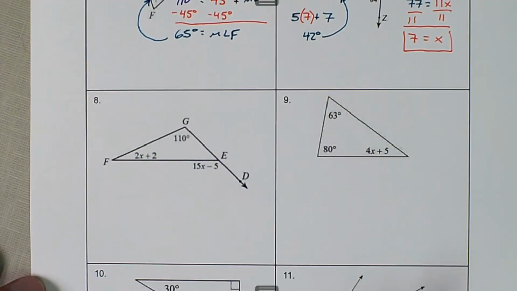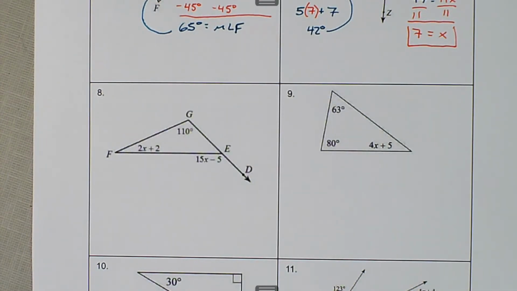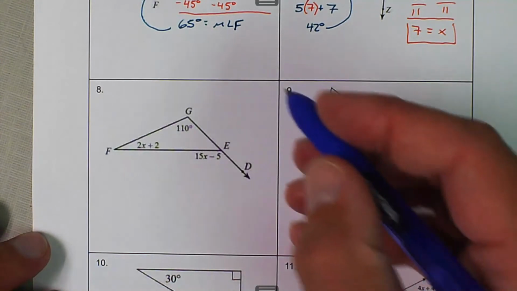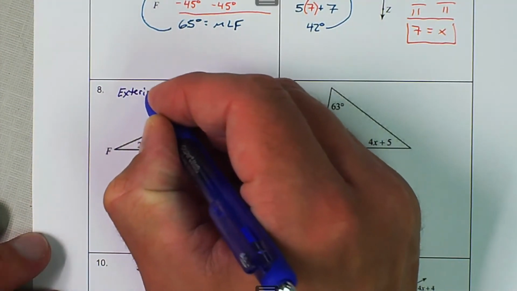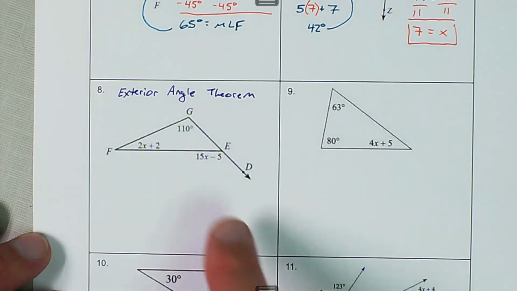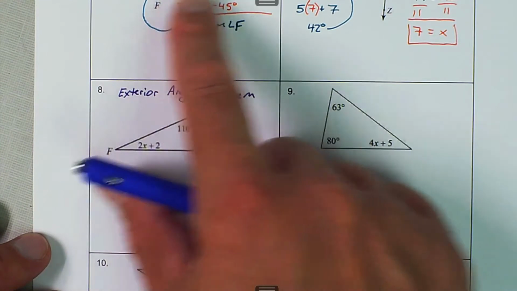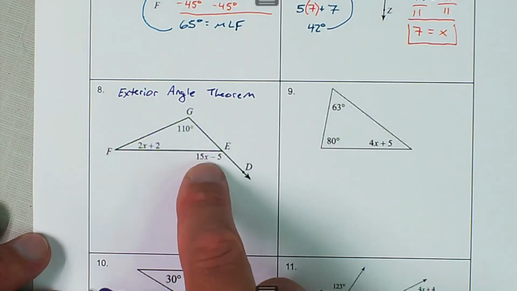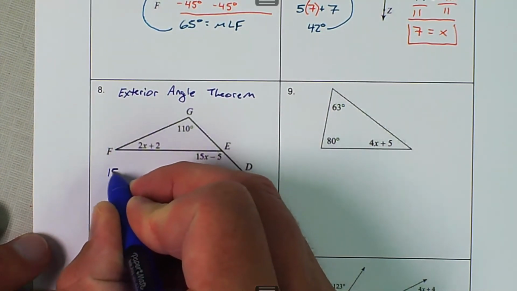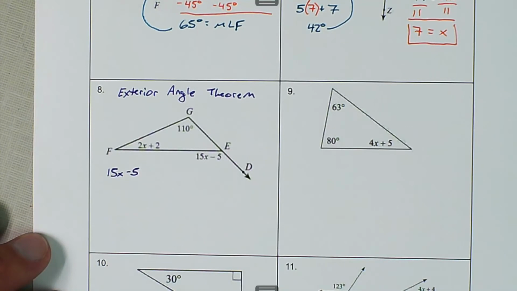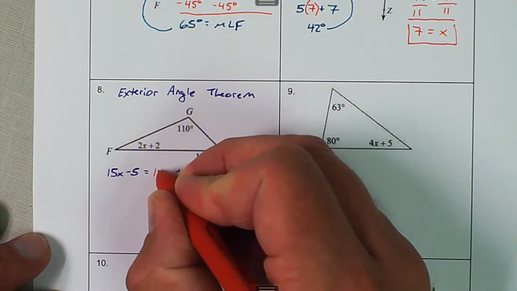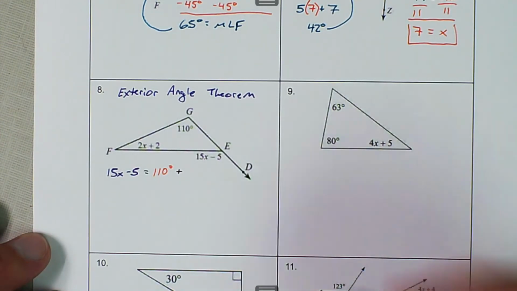Now I have example 8 and 9. And this one is also another example of the exterior angle theorem. In the previous two cases, we had 110 degrees and 84 degrees, and we were like, okay, everything's going to be equal to that. But now we have a variable, 15x minus 5, that we're going to set equal to the other two. So we have 15x minus 5, and that is equal to those angles added together. So we have the 110, and then we have the 2x plus 2.